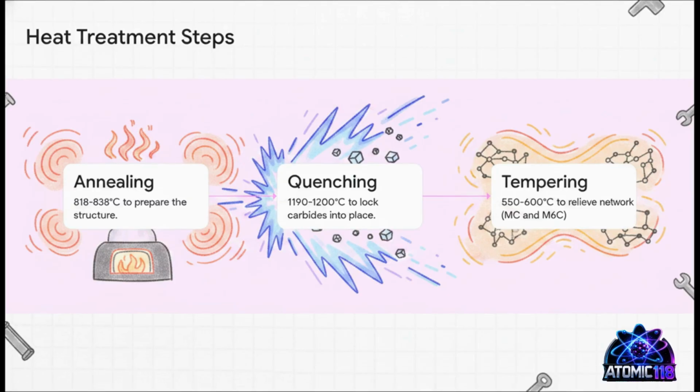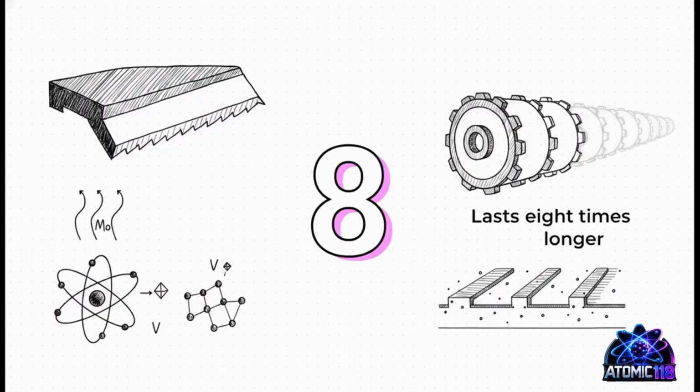Just to put that into perspective for a second, that is physically hotter than flowing volcanic lava. This extreme quench locks those highly stable carbides in place without completely dissolving them. Finally, step 3, a tempering cycle between 550 and 600 degrees relieves the internal stresses while keeping that absolutely critical network of MC and M6C carbides intact. So, what is the physical result of bridging all this quantum and microscopic science together? A tool with a staggering 63 to 70 Rockwell hardness.